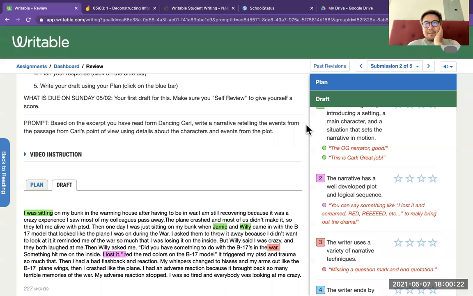All right, PTSD is no joke, right? And the imagery of like bombs and planes and wars, there's a lot that you can use as an author. I do love how you pulled the color red into it. I do like how you bring in how Carl changed from being kind of normal to hissing and putting his arms out like the plane wings.